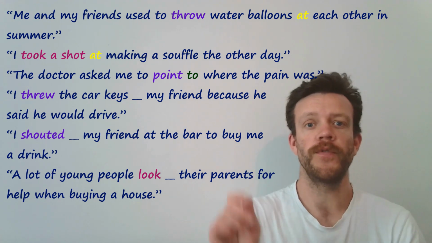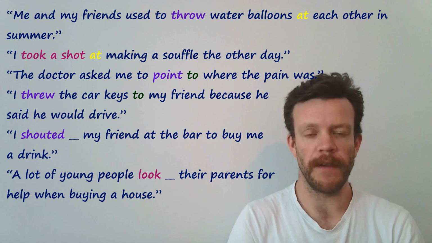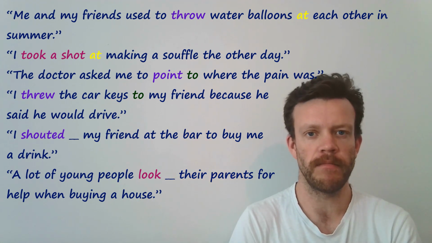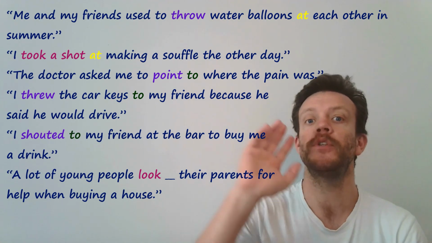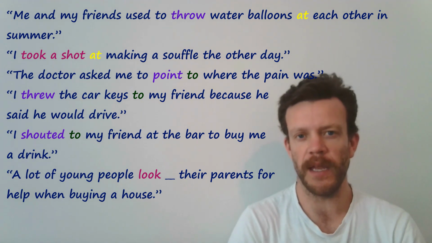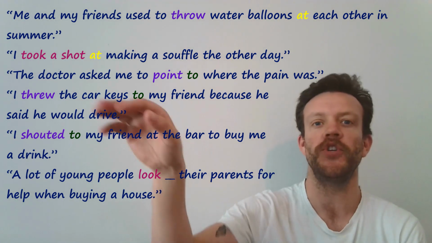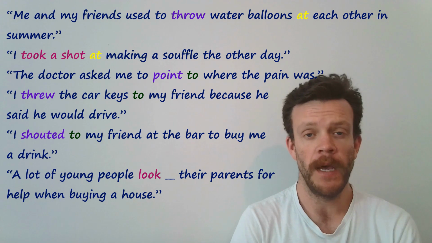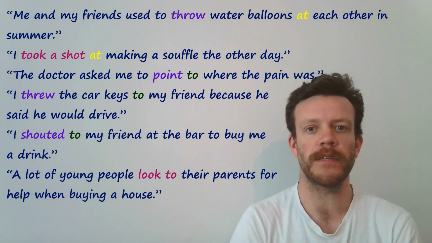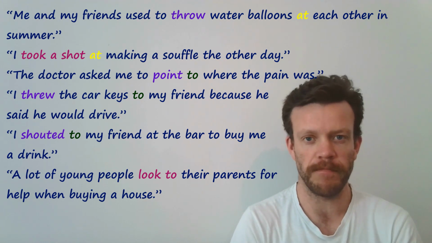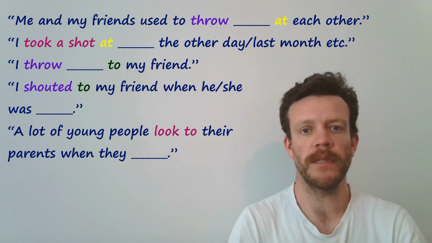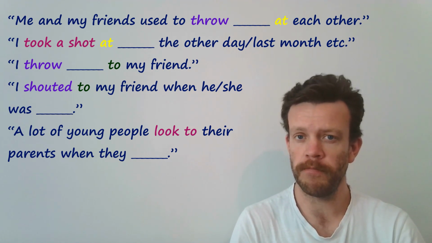And then I threw the car keys to my friend because he wanted them. I'm just passing them to him. I shouted to my friend at the bar to buy me a drink. Again, it's not aggressive, shouting in the general direction of him. And finally, a lot of young people look to their parents for help when buying a house. So now just pause the video and write, say, or discuss the same sentences for you.